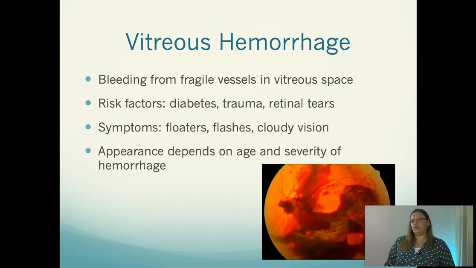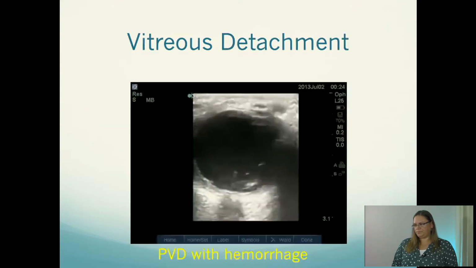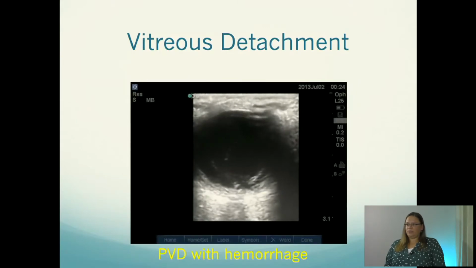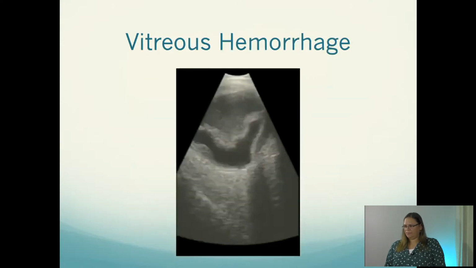So vitreous hemorrhage occurs when there's bleeding from vascular vessels in the vitreous space. Risk factors include diabetes, trauma, and retinal tears. And again, patients will complain of floaters, flashes, cloudy vision, and typically no pain involved. The appearance depends on the age and the severity of the hemorrhage. Here's another example, this is with vitreous detachment with hemorrhage. So you'll see a hyperechoic linear line not tethered there, as well as some hyperechoic substance that's floating in the eye. And this is made more obvious when the patient moves their eyes left and right as you're ultrasounding.